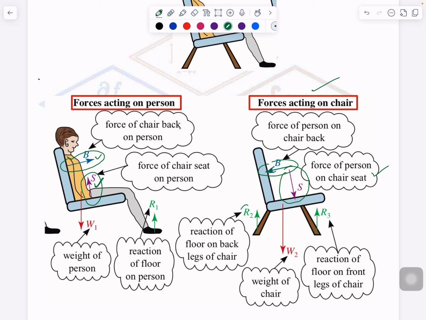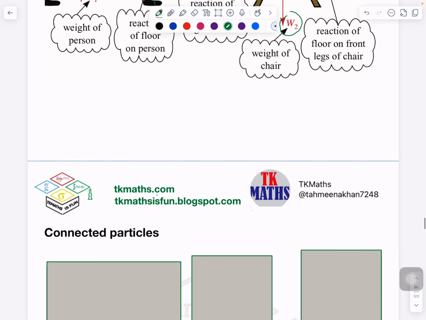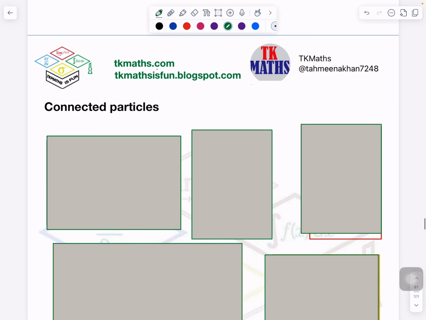Now these two, R2 and R3, represent the weight of the chair on the floor. And of course, the floor is holding it, so it is applying force upward, which is not shown in this diagram because here we were talking with respect to the person only, right? And this is definitely the weight of the chair, and in this case, it was the weight of the boy. So I hope you understand these directions. We will see more questions. Now I'm coming to connected particles.